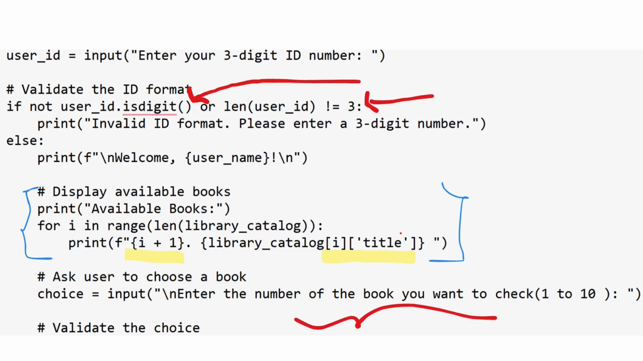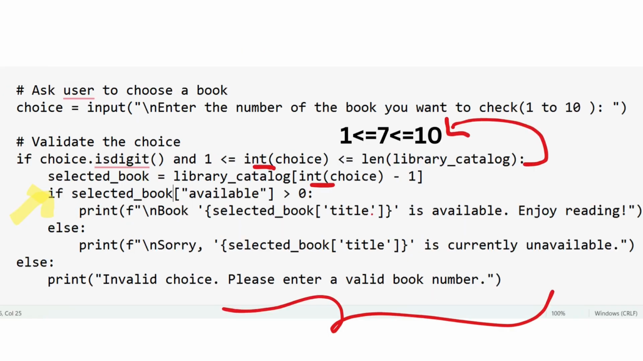So likewise it continues till the end of that list. Then we are asking the user to enter the number of the book that they want to check the availability of, and whatever the user enters, we take that. Now we are going to validate the choice that the user entered.